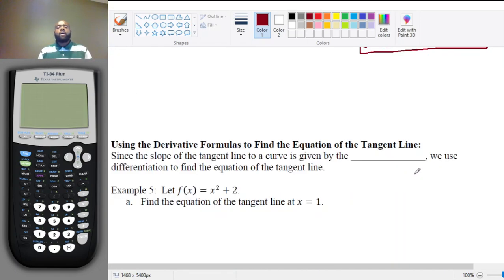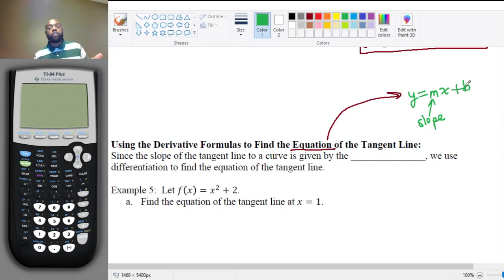The last thing we want to talk about is using the derivative formulas to find the equation of a tangent line. Before we get there, let's review some things. We want to find an equation. When we think of finding an equation, a lot of people like to think of y equals mx plus b. We need to know m, which is our slope of that line, and then we either need to know this b, which is wonderful if it's given to us. If we know our y-intercept or our vertical intercept, that's perfect. If not, we need a point that the tangent line passes through.